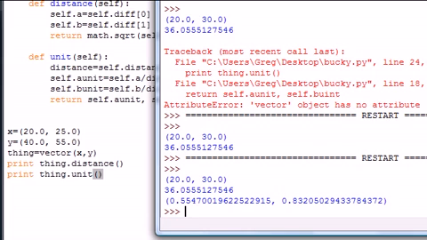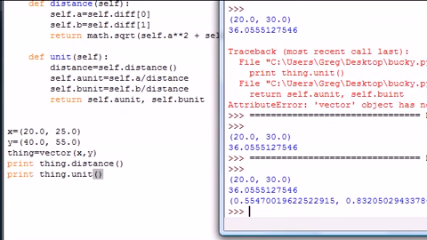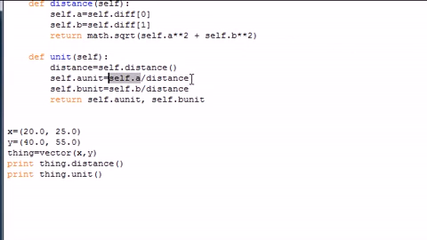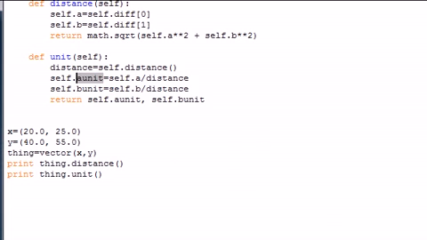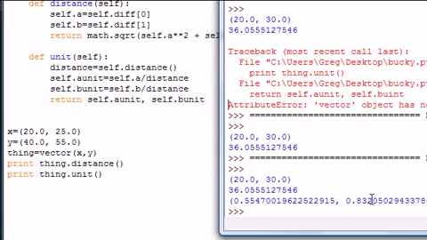So again, one last time, what we did is we took that side A and we divided it by the distance, or the hypotenuse, and this gave us a reduced version of, if that was 1, what would the new side equal. And we did the same for B. We took 30, divided it by 36, and that gave us our answer of 0.8. So again, that's your quick tutorial.